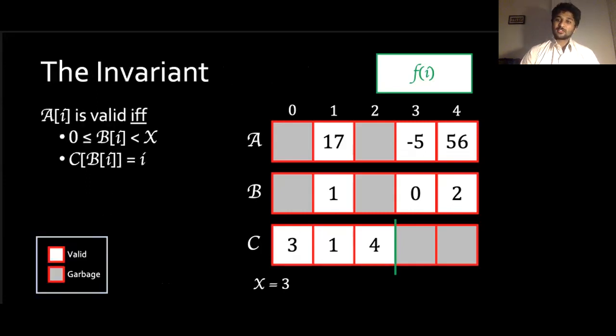The correctness of the algorithm follows from the pithy invariant that AI is valid if and only if BI stores a pointer to a valid certificate. That is, BI is between 0 and x minus 1, and the certificate at index BI indeed certifies that AI is valid, that is, C of B of I is equal to I.